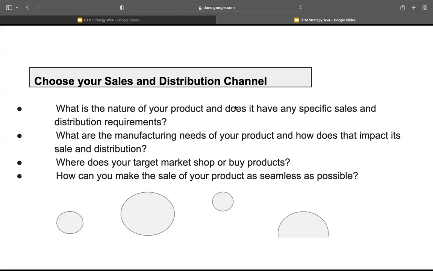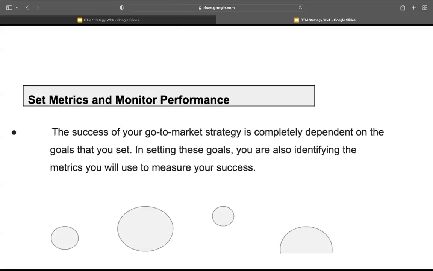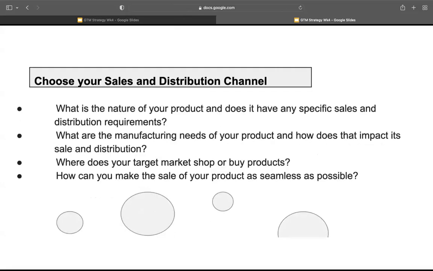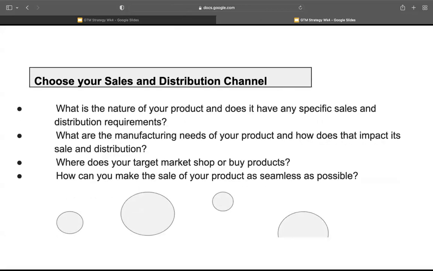The slide is not changing. Is it changing now? Yes, it's changing. Oh, thank you.